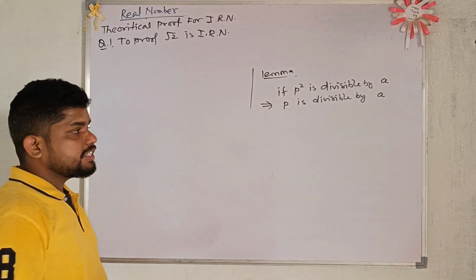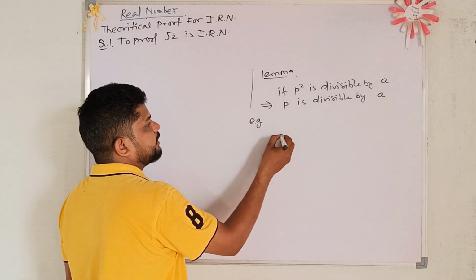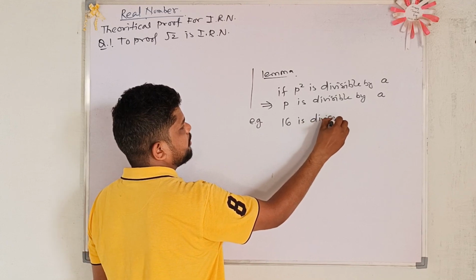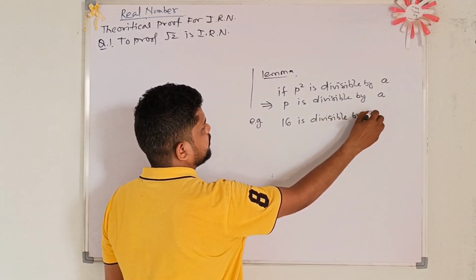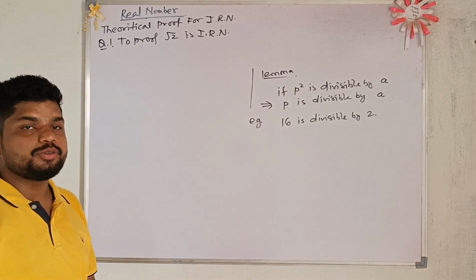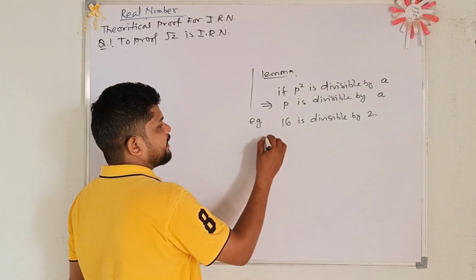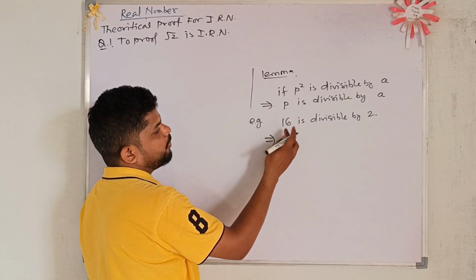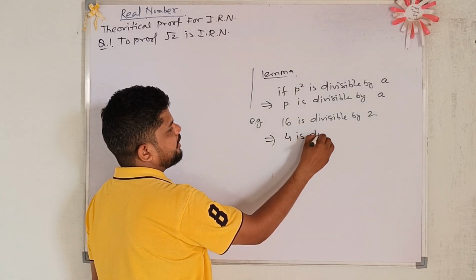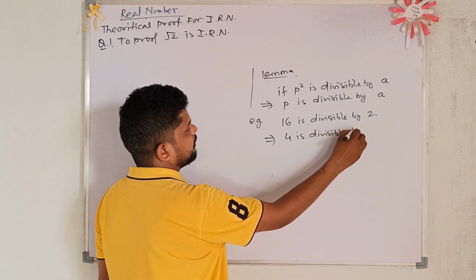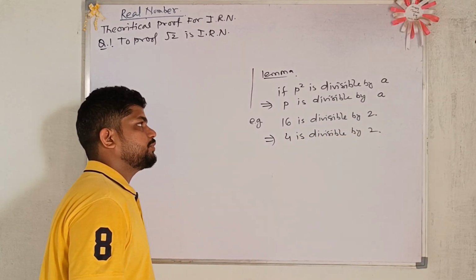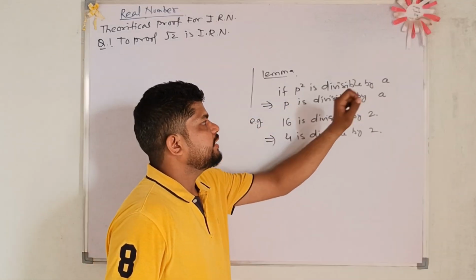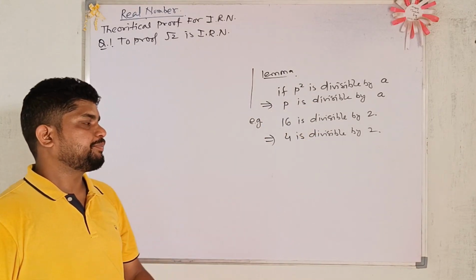Let us see some examples. Here, 16 is divisible by 2. Of course, eight 2s are 16. Suppose p square is 16. So what is the value of p? It will be 4. So is 4 divisible by 2 or not? Yes, it is divisible by 2. So the lemma says that if p square is divisible by any number a, then p is also divisible by a.